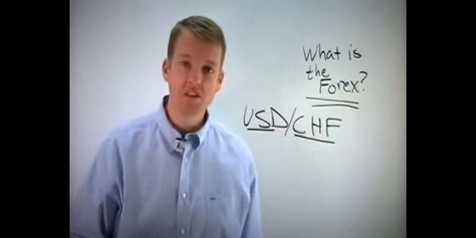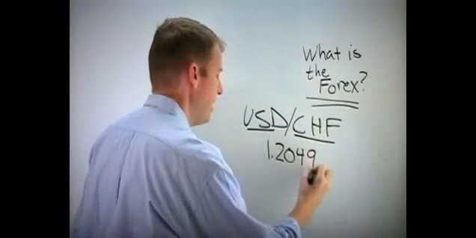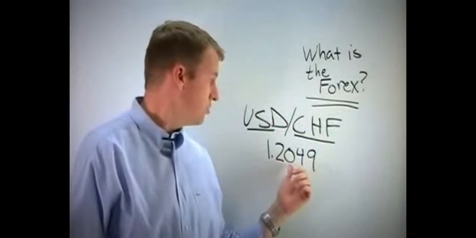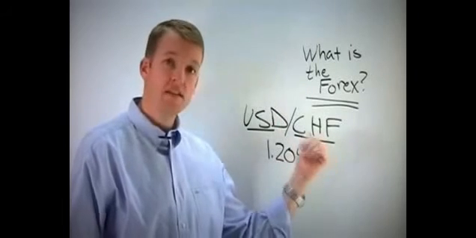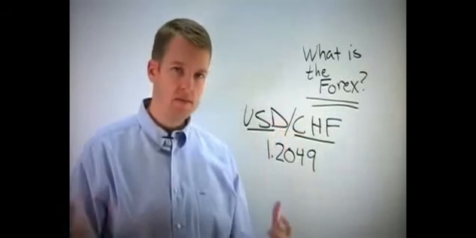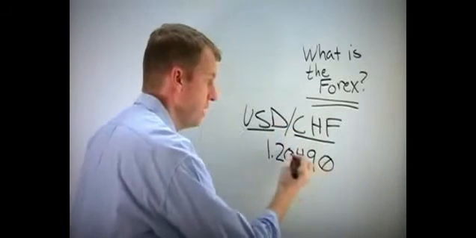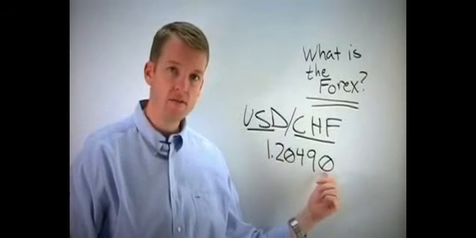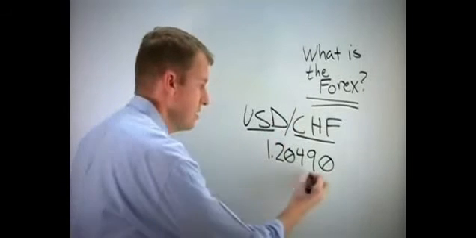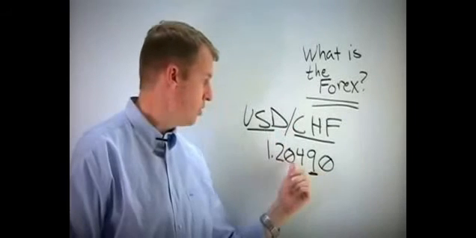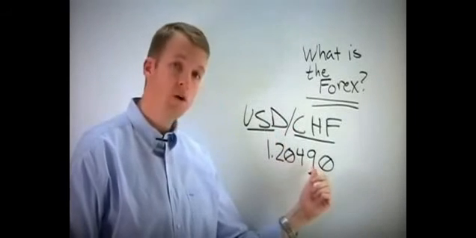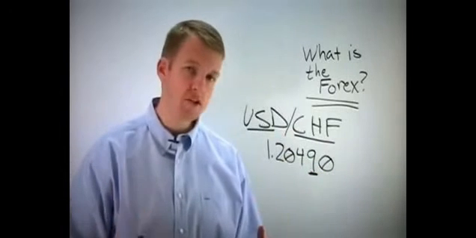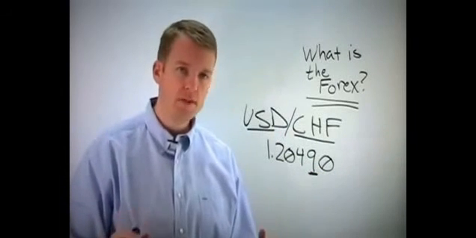What that means is that it costs 1.2049 francs to buy a dollar. So that's pretty simple. When you're getting really good pricing, you can get all the way out here to the 5th decimal place. And if this decimal place right here goes from 2049 to 2050, then we've moved up 1 pip. So you'll hear Forex traders use that verbiage all the time.